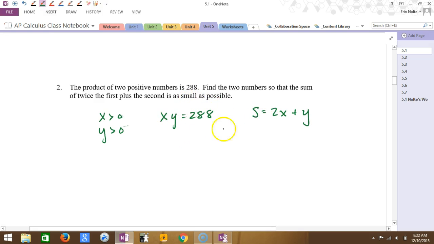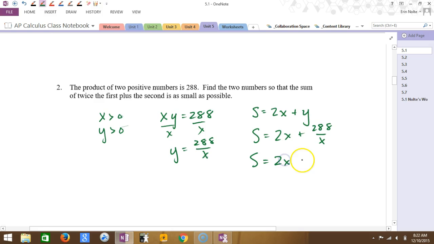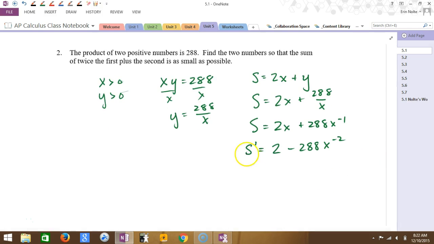So I'm going to first isolate one of my variables. Let's go ahead and divide by x, and we'll isolate the y here. So 288/x. I'm going to plug that into my sum formula. Okay, I'm going to rewrite this for deriving. So I'm going to say 288x to the negative 1. So now I'm going to derive that. So that would be 2 minus 288x to the negative 2. So then I set that equal to 0.